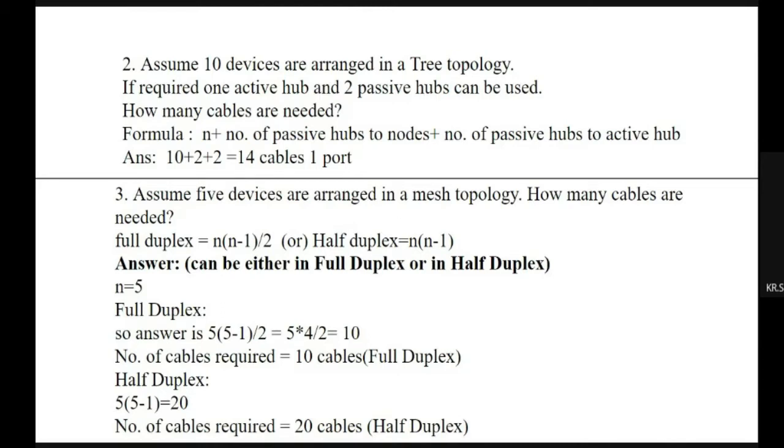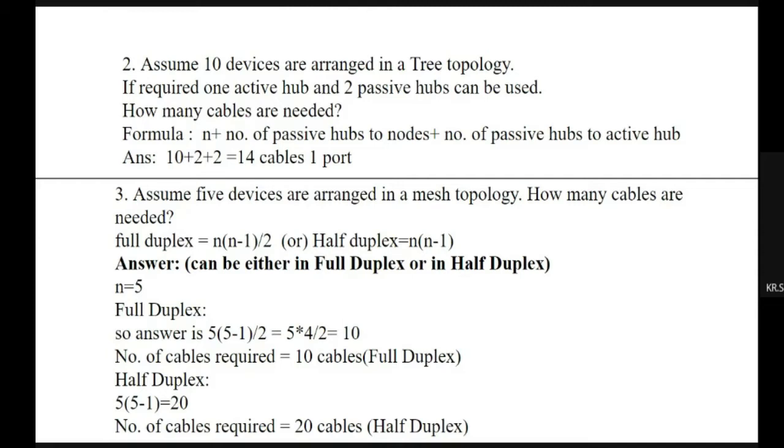Okay. The next problem: assume 5 devices are arranged in the mesh topology. How many cables are needed? Mesh topology can be taken as full duplex or half duplex. Full duplex means n into n minus 1 divided by 2, and half duplex means n into n minus 1. Either can be full duplex or half duplex, so you have to find the answer for both.